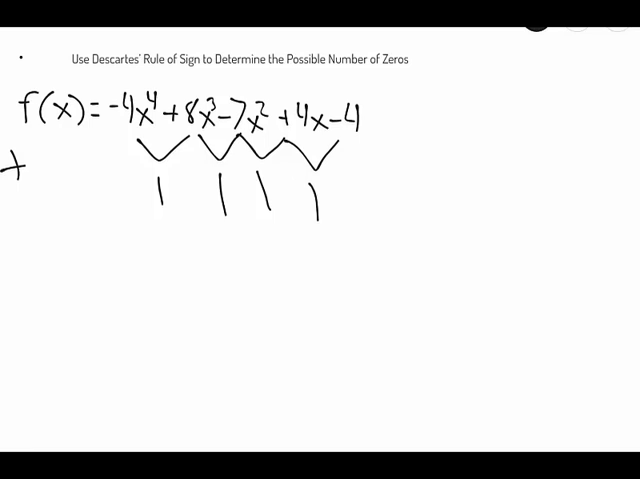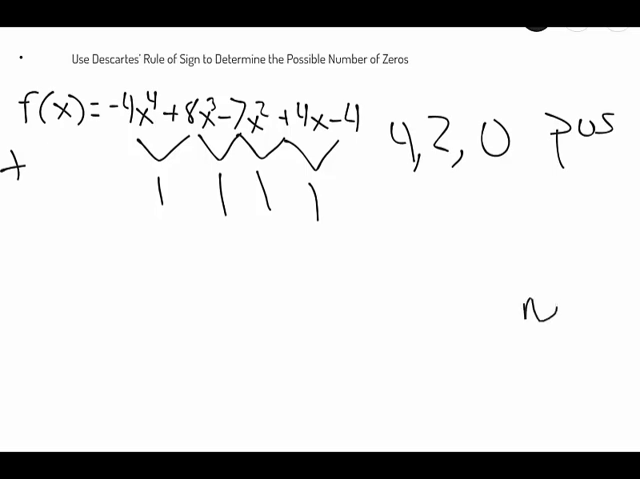So what the rule for positive zeros says is that we either have 4 positive zeros or multiples of 2 less than that until we get to 0. So 4, 2, 0. We would either have 4, 2, or 0 positive real zeros if we were to solve this equation. And so that's our positive zeros.